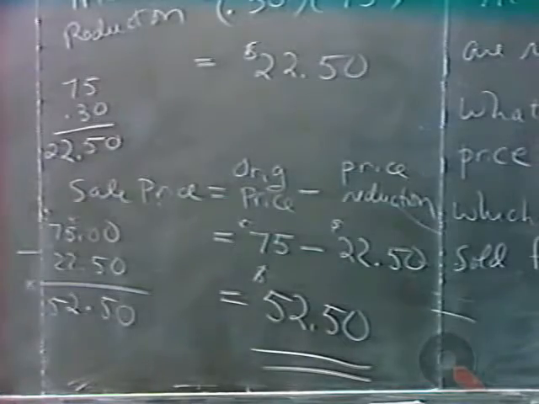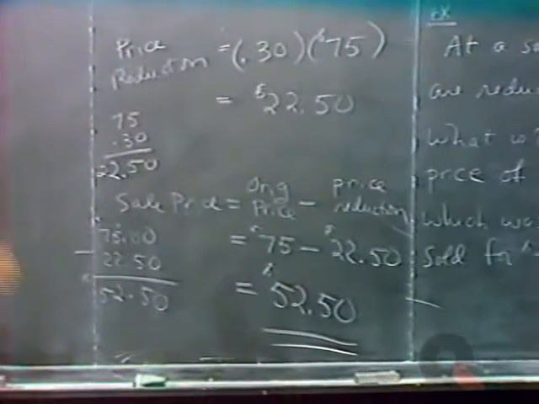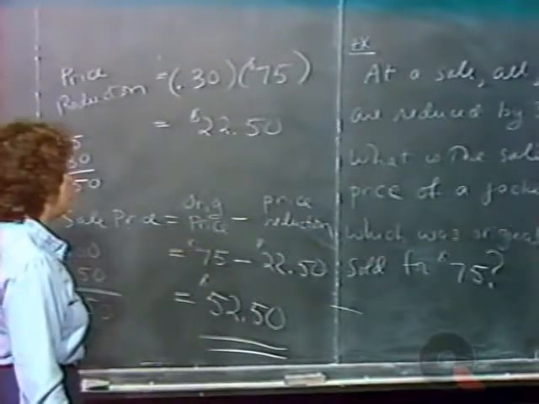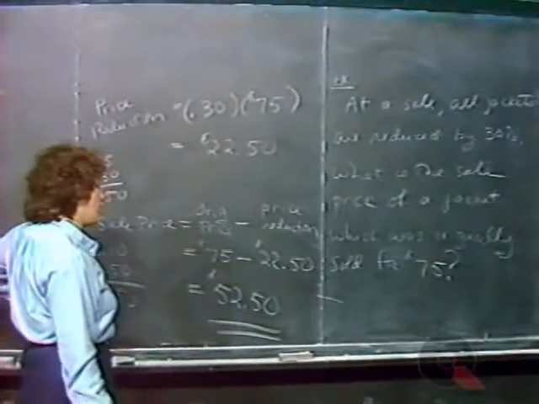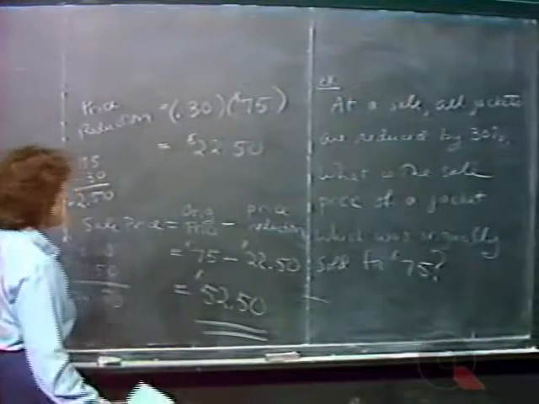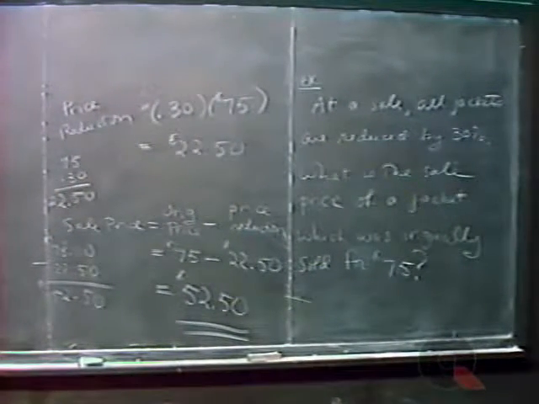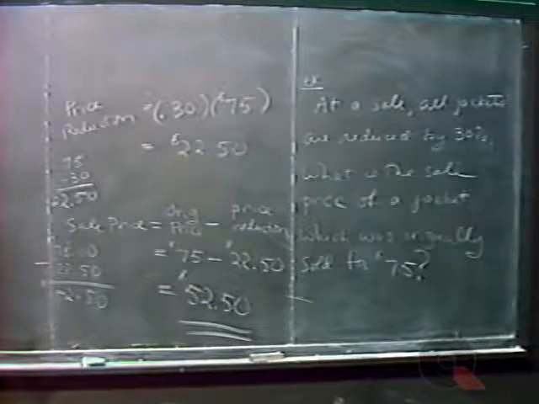We figured out 30% of the price of the jacket, $22.50. That's how much is being taken off the original price. $75 take away $22.50 leaves us with a price of $52.50 for the jacket. Now there's actually a more compact way of doing the same problem.